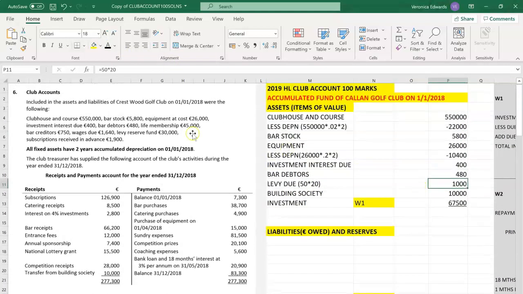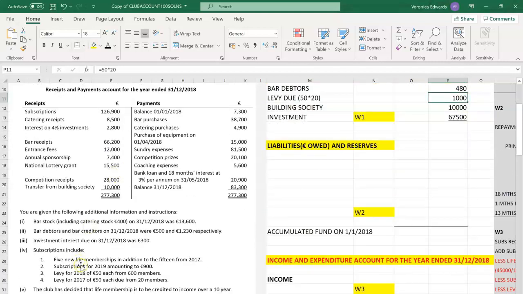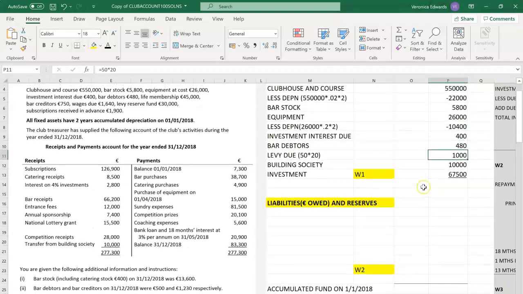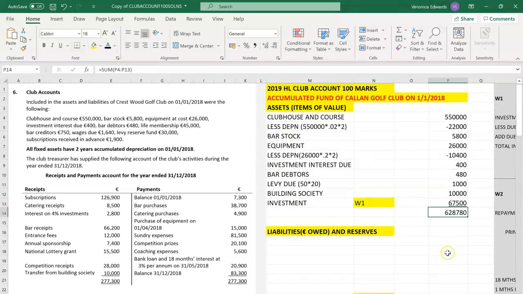So now, having scanned from the beginning of the question right through to the end of the question, we have identified all of the assets that must have been there at the beginning of the financial year. And in this case, it adds up to 628,780. Now we need to turn our attention to the liabilities of the club on the 1st of January and the reserves. So we know what the club owned, but what did it owe?